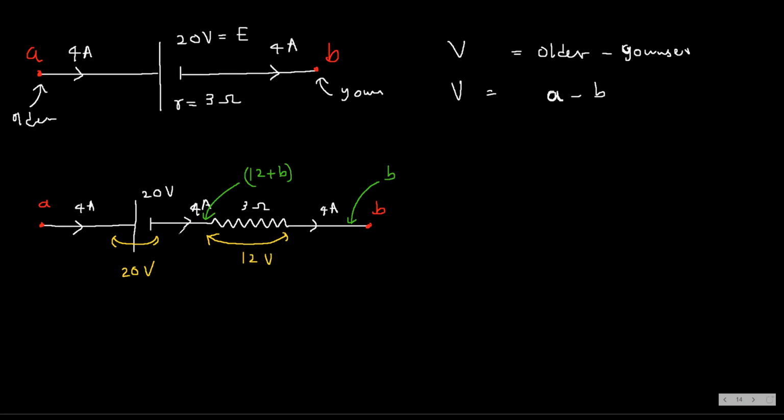Okay. Then, is this one the younger one or the older one? Younger one. Younger one's age is 12 plus B. The age difference is 20 volt. Then the older one's age is 22 plus B. Yes, 22 plus B.